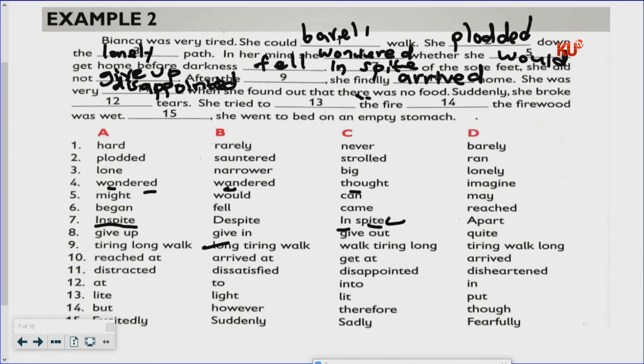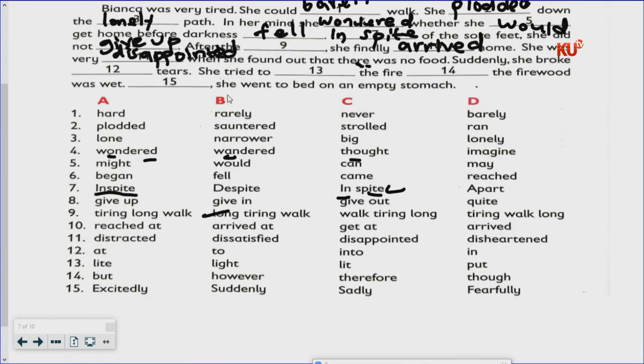Suddenly, she broke... at tears, to tears, in tears, into tears. We say broke into. So she broke into tears.